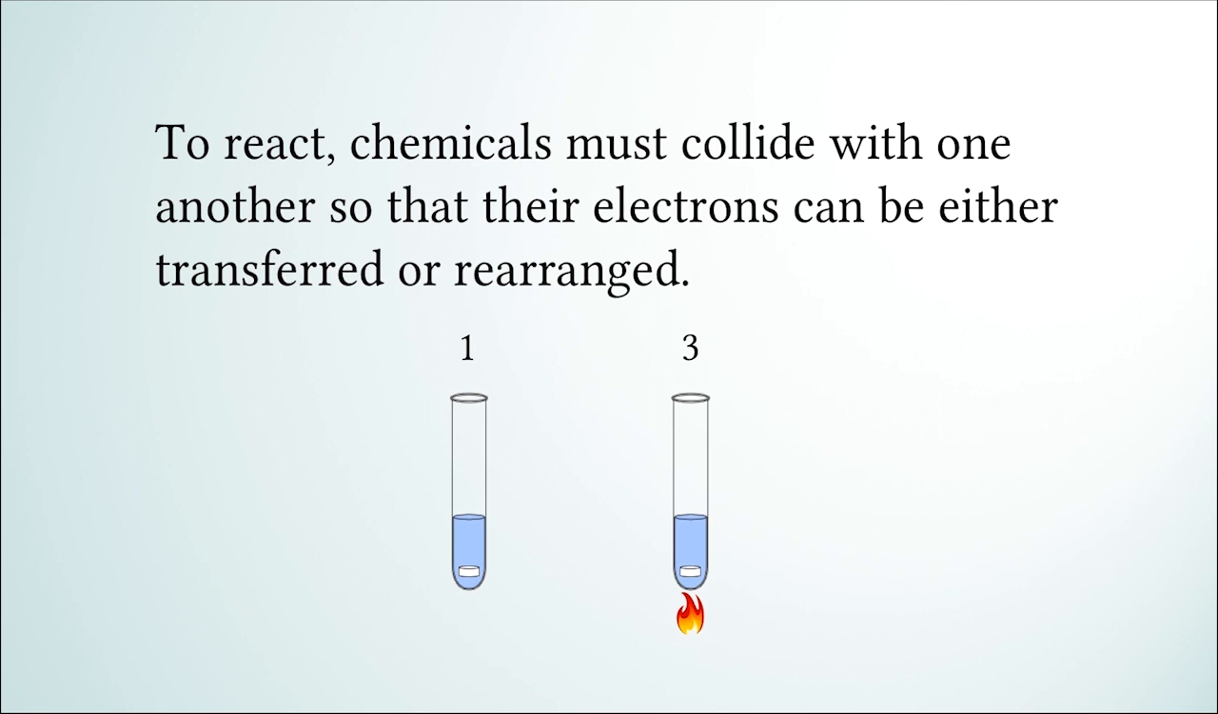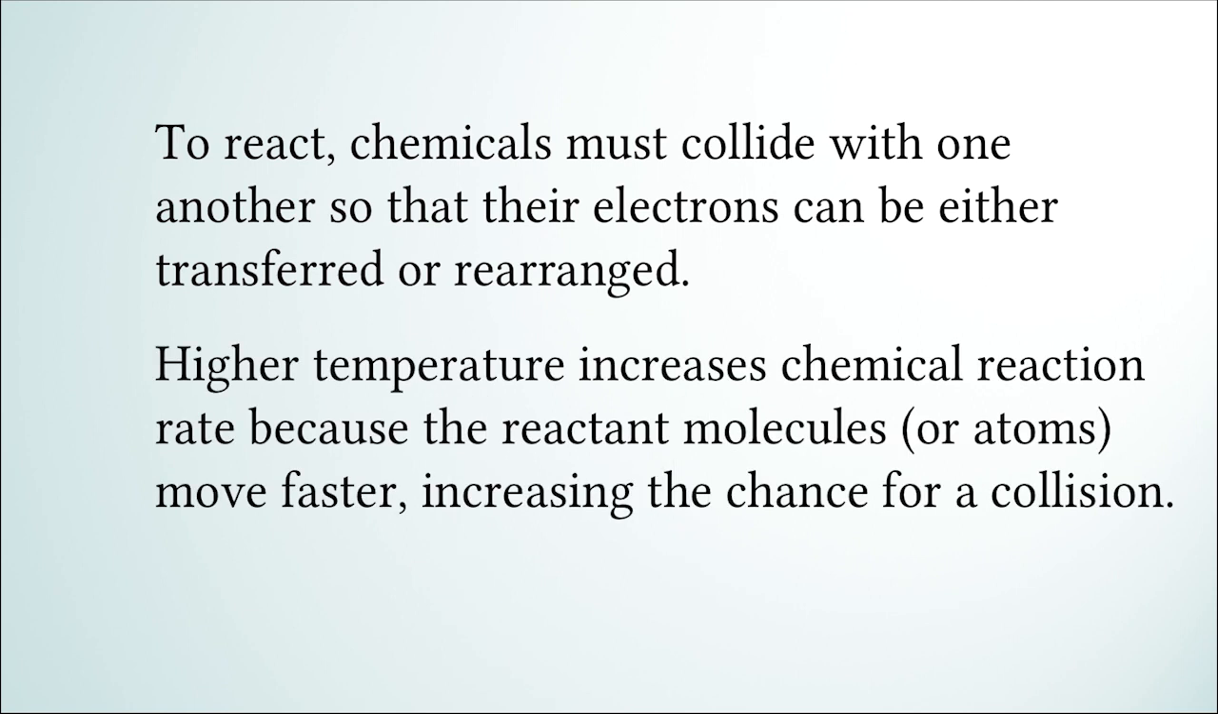So think back to test tubes 1 and 3. Test tube 3 was run at a hotter temperature. When temperature increases, the rate of a chemical reaction increases. And again, the higher the temperature, the faster the reactants will be moving, thus making it more likely that a collision will occur. That's because the kinetic theory of matter says that when a temperature increases, the motion of the molecules or atoms in the substance increases. So we can say that higher temperature increases chemical reaction rate because the reactant molecules or atoms move faster, increasing the chance for a collision.